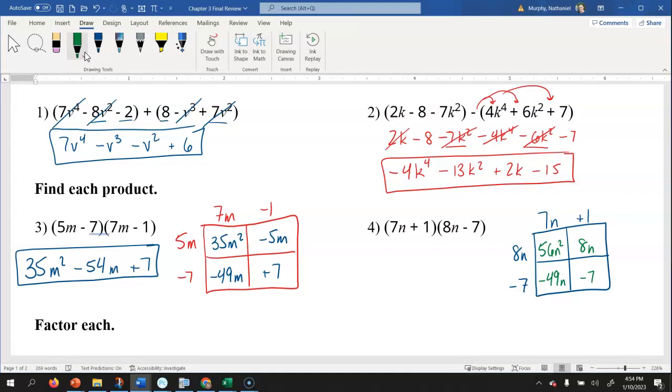So when you combine like terms, we would have the 56n squared, that would stay the same. But negative 49 plus 8, that's negative 41, so we minus 41n, and then minus 7. So that would be the product of those two factors.